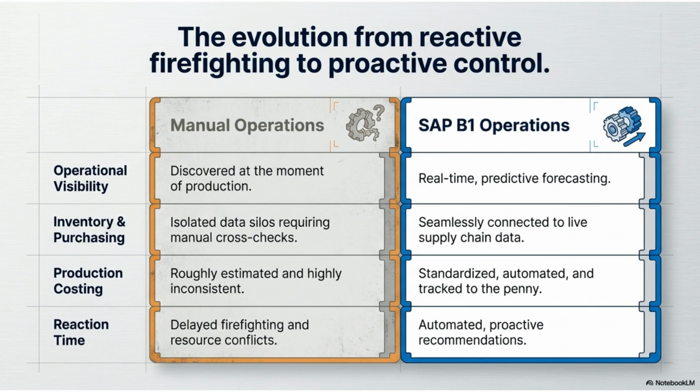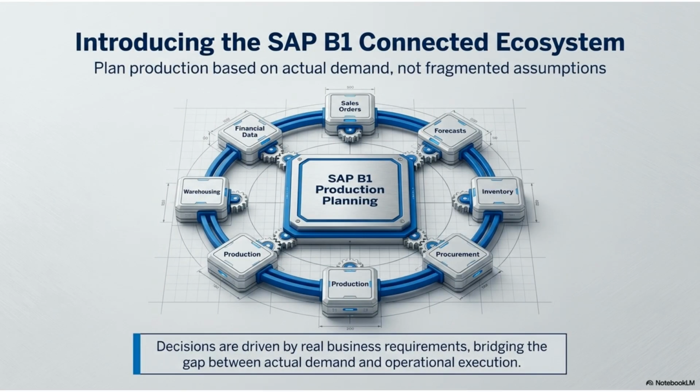SAP Business One transforms your operations with real-time forecasting and automated data-driven decisions. Introducing the SAP B1 Connected Ecosystem. By planning production based on actual demand rather than fragmented assumptions, you bridge the gap between requirements and execution.